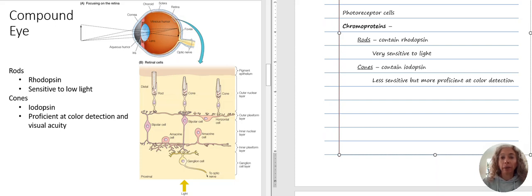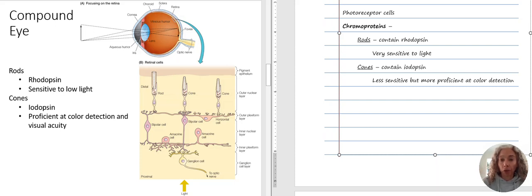Photoreceptor cells are highly specialized cells with a folded membrane to increase the surface area and the amount of light absorbed. These folded membranes contain chromoproteins or protein pigments, which trigger a chemical reaction when a photon of light excites the protein pigment. There are two types of photoreceptor cells in vertebrates, rods and cones. Rods contain the protein rhodopsin, which we mentioned, and rhodopsin is very sensitive to light, and thus the rods are much better in low light conditions.